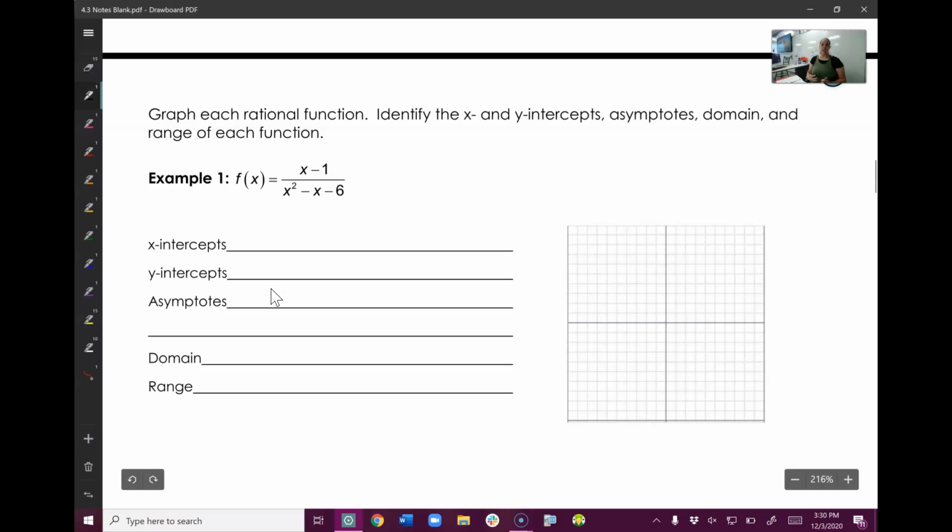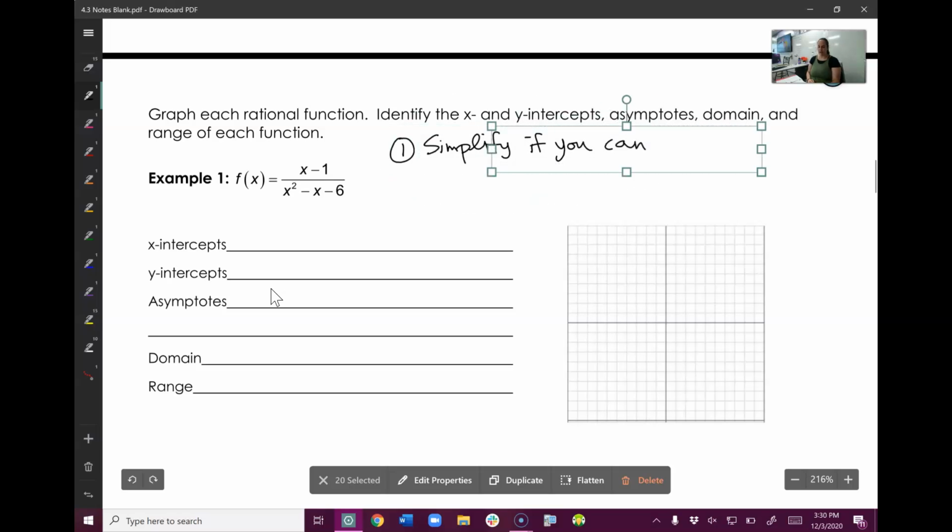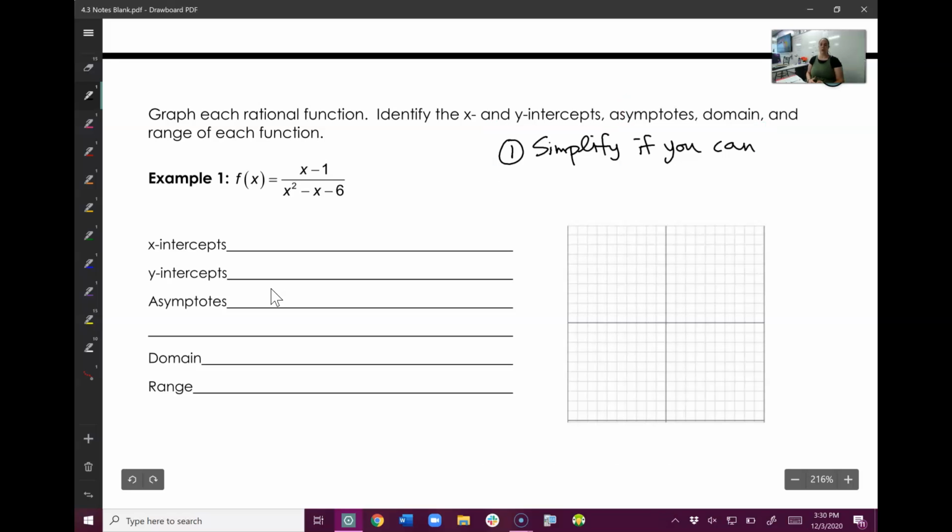So, first step, anytime I'm graphing a rational function, is always to simplify if I can. That is always the first step. Simplify if you can. So I'm going to look at my equation here and try to simplify it. That means factoring, GCF, and if there's no GCF terms, factor tree. This one does have a GCF term, so I'm talking about GCF and factoring.